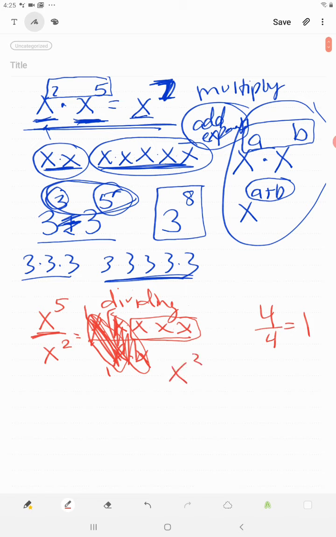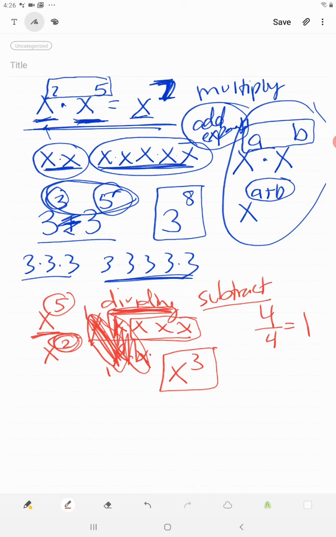And you know what it really looks like? It really just looks like if there's 5, and you take away these 2 that cancel out from it, or 5 minus 2, it gives you x to the 3. So when we're dividing exponents with the same bases, one shortcut we can do is subtract the exponents. We're not subtracting the whole thing. We're just subtracting the exponents.